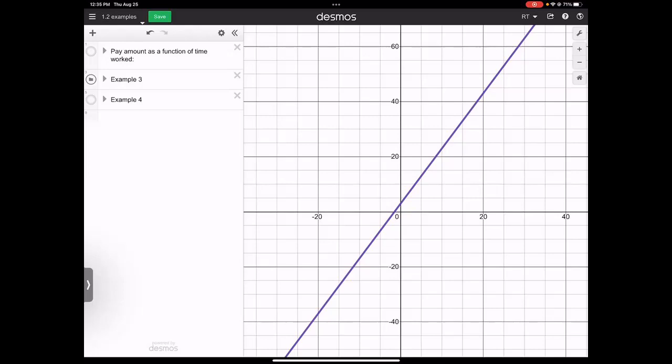Domain's all the x values. So if I look at this and I think x values, well, the x-axis is this horizontal one. So is there anything that's left out? Can I go to -20, for example? If x is -20, can I find the function somewhere? Yeah, there it is, right?